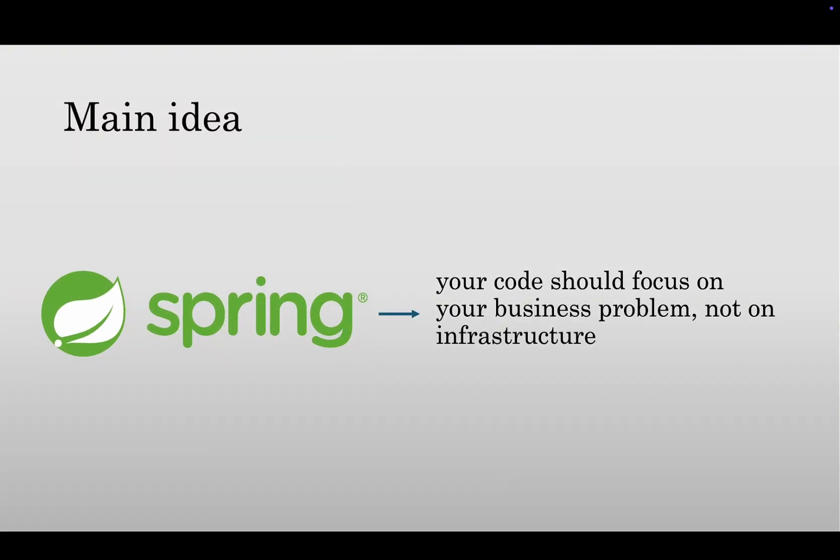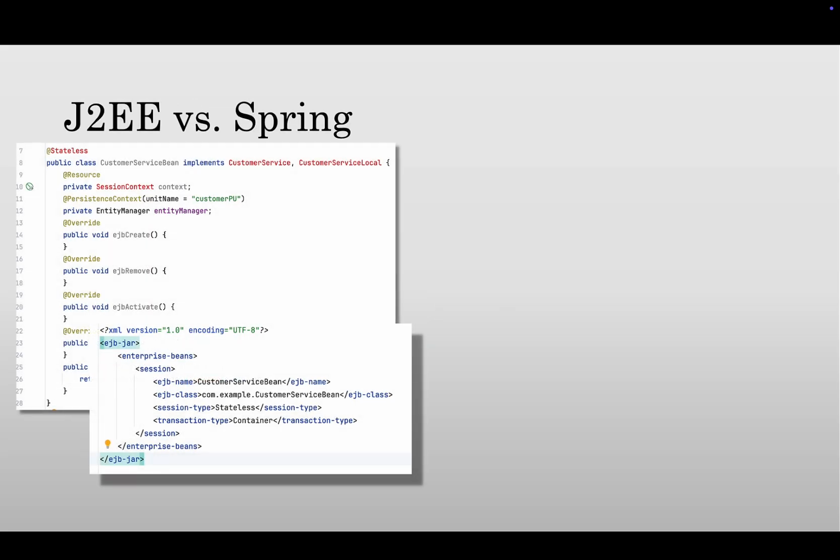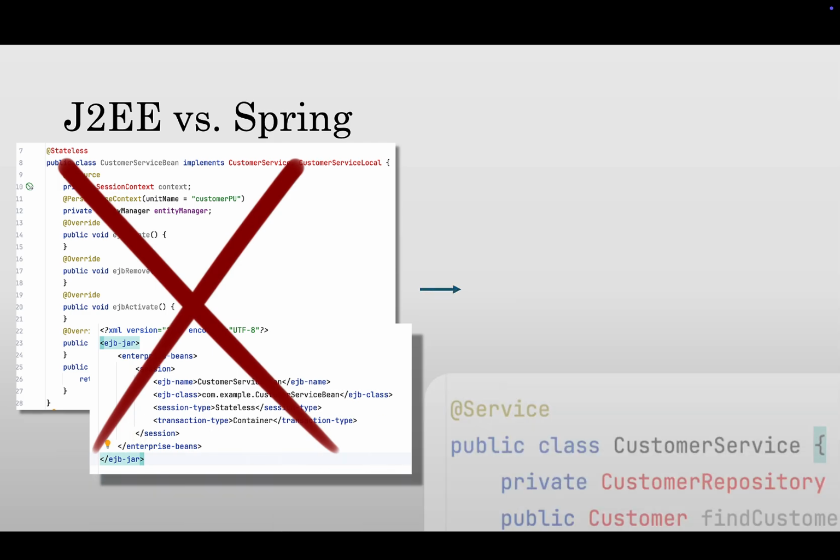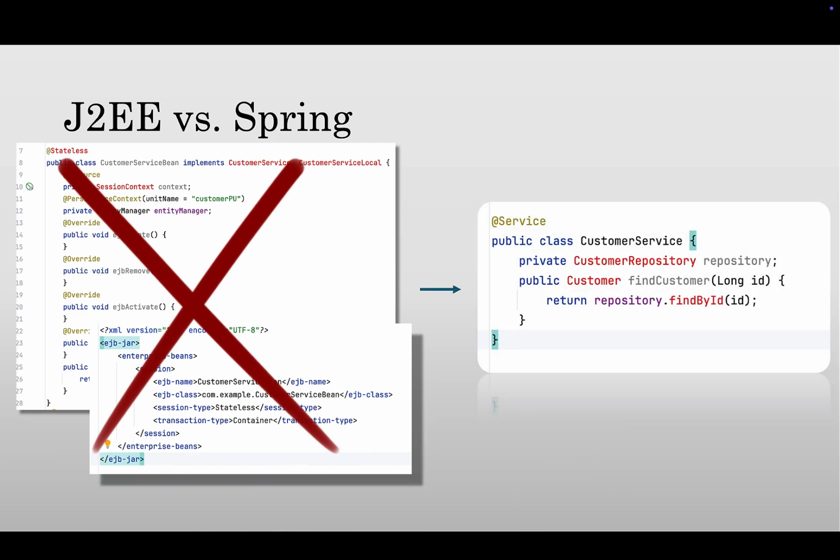The core idea behind Spring was incredibly simple. Your code should focus on your business problem, not on infrastructure. Spring takes care of that infrastructure. That sounds almost obvious, but at the time it was a real paradigm shift. In concrete terms, this meant, for example, that as a developer, you no longer had to write heavy components tied to a specific server. Instead, you could write completely normal Java classes, so-called POJOs, plain old Java objects.